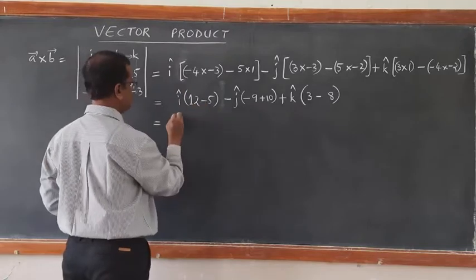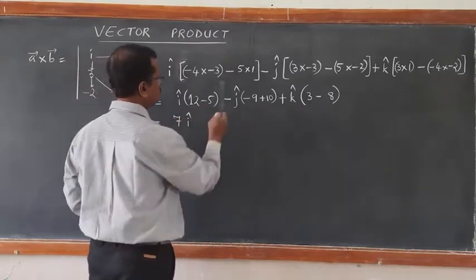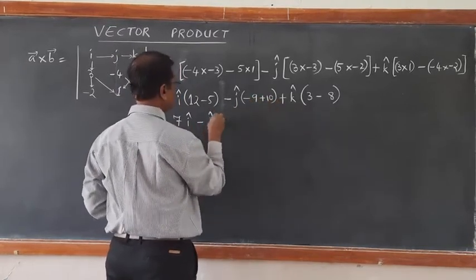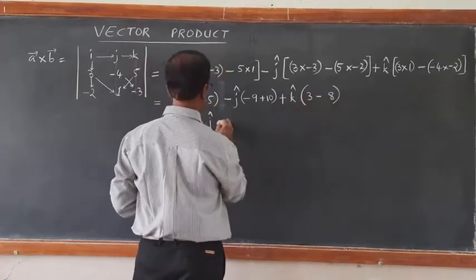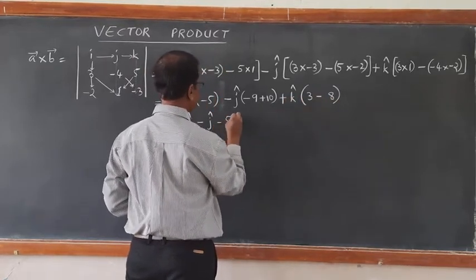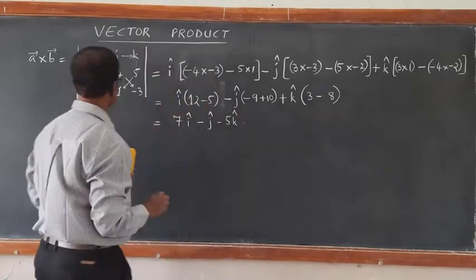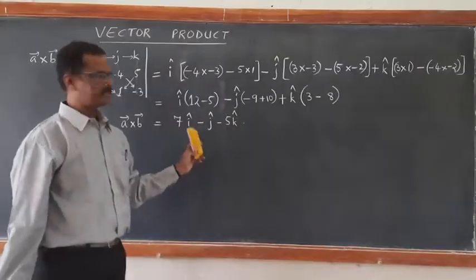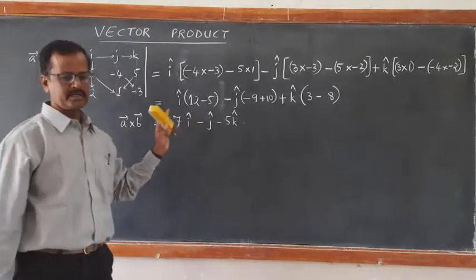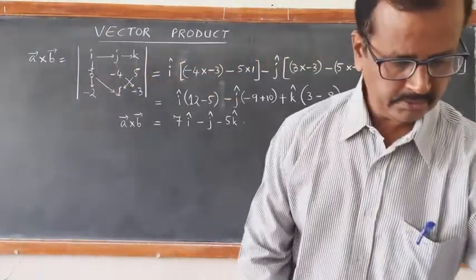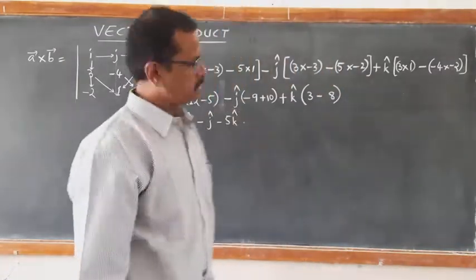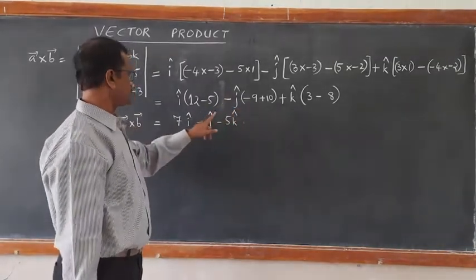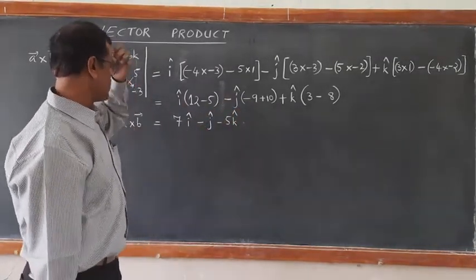So it becomes 7i cap minus, see, 10 minus 9 is 1, minus j cap. 8 minus 3 is 5, minus 5k cap. So this is A cross B. A cross B, you see, is another vector which has an x component, a y component as well as a z component. This is how you have to verify. Okay, 10 minus 9 plus 1. Plus 1 into minus, yes, is minus j. That's it.